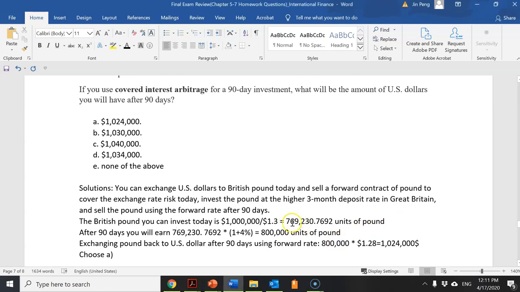I just double-checked the numbers, and it's actually 769,230.7692 as the number of pounds that we exchanged this $1 million to. Okay, and then we can invest this money using the 4% interest rate, and we have 800,000 pounds after 90 days. And we use this 800,000 multiplied by 1.28 to have 1,024,000 US dollars after 90 days. Okay, so we choose option A.